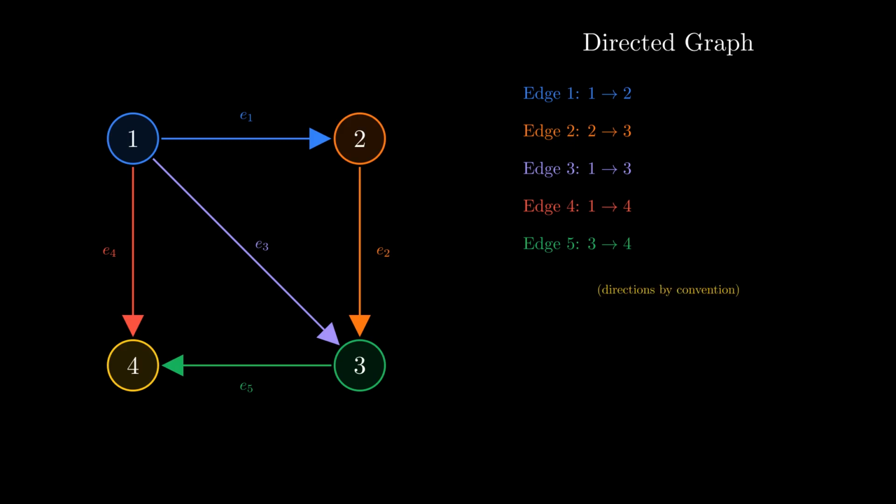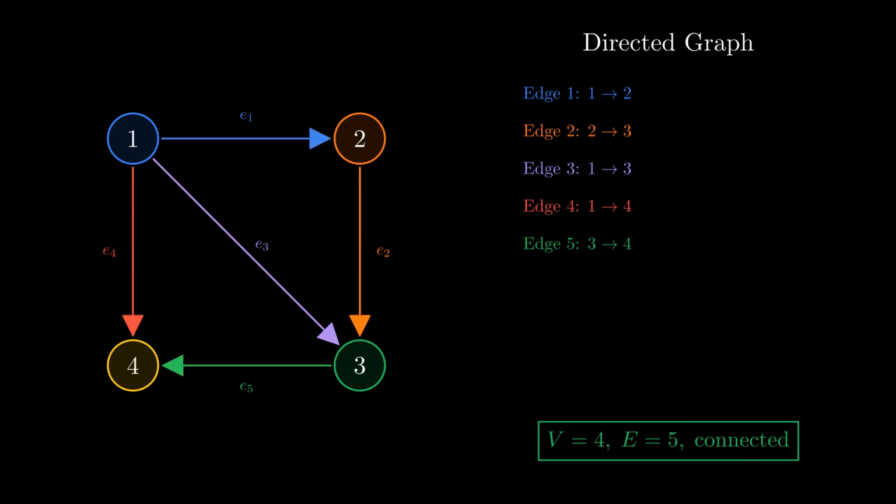The edge directions are chosen by convention. Any consistent assignment works. And this gives us a connected graph: 4 nodes, 5 edges. Every node can reach every other node through the underlying connections.